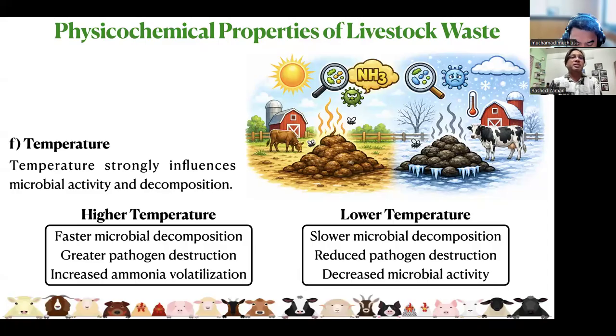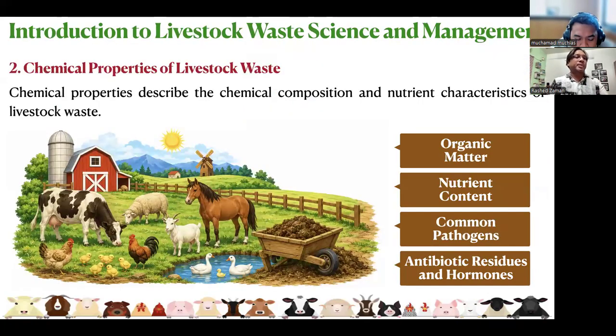So these are all the physical properties of the livestock waste. Now we will go to the chemical properties of the livestock waste. So the chemical properties describe the chemical composition and nutrient characteristics of the livestock waste.